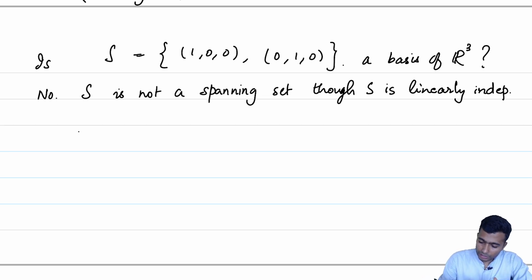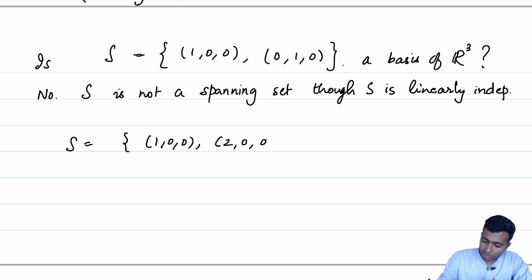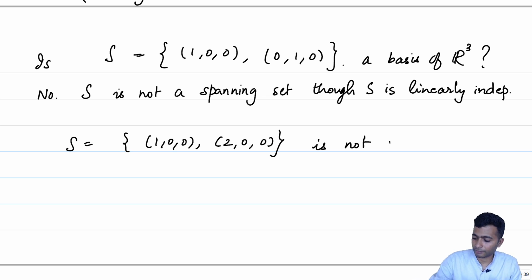In fact, there are examples where, say, if you take (1, 0, 0) and (2, 0, 0), this is neither linearly independent nor a spanning set. It is clearly not a basis of R3.